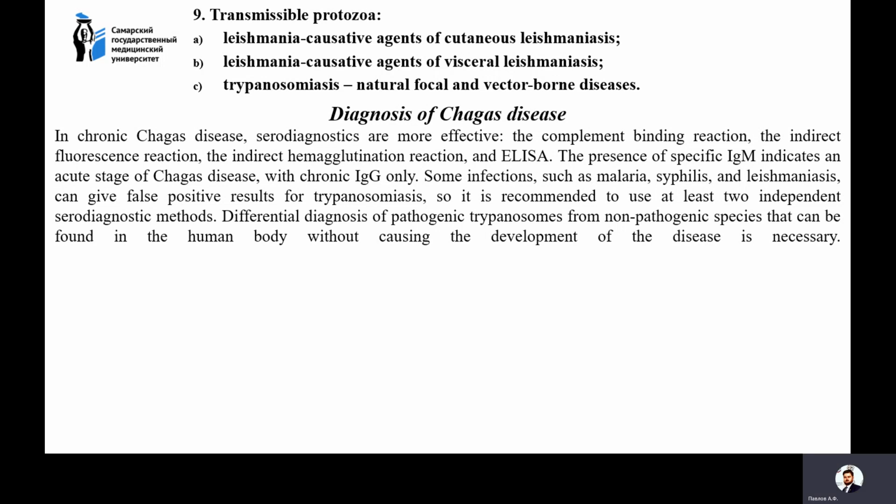Some infections such as malaria, syphilis, and leishmaniasis can give false positive results for trypanosomiasis. So it is recommended to use at least two independent serodiagnostic methods. Differential diagnosis of pathogenic trypanosomes from non-pathogenic species that can be found in the human body without causing the development of the disease is necessary.